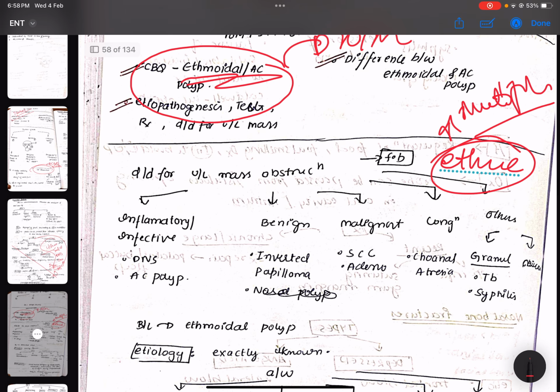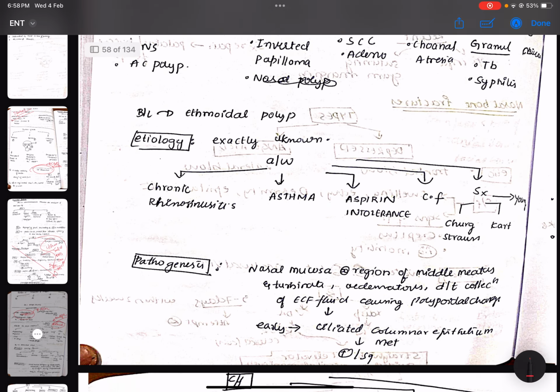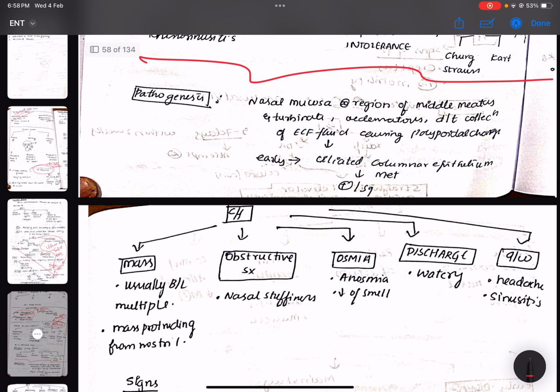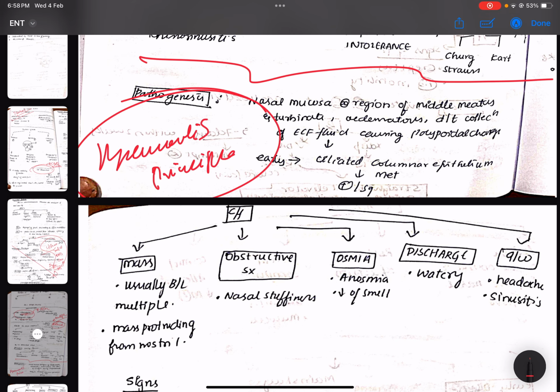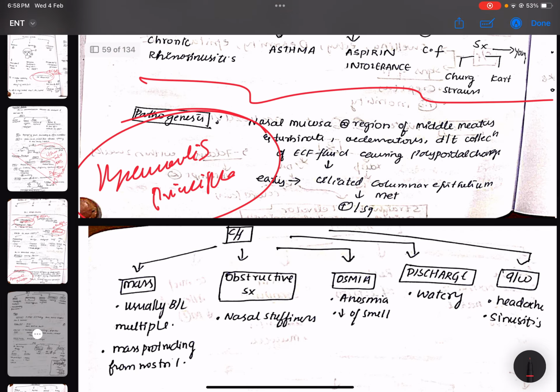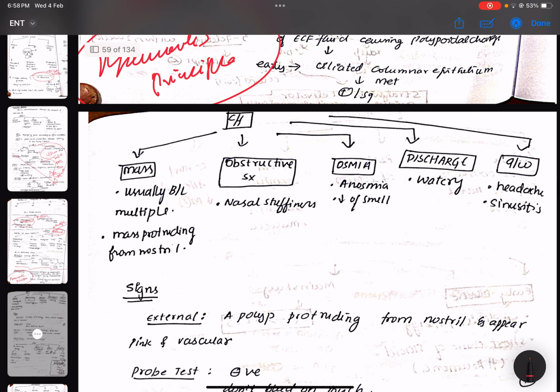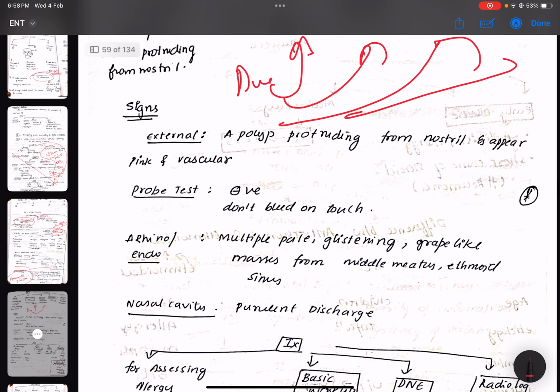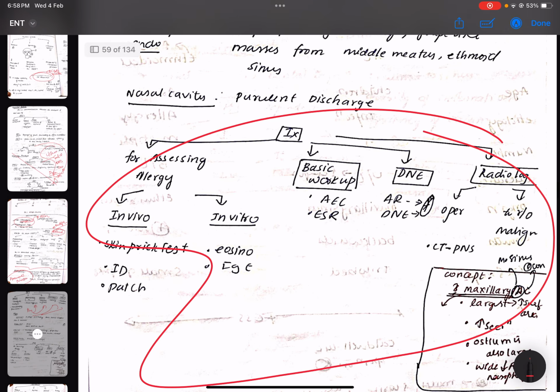Then it follows the same easy narration. Again, you should know about Bernoulli's principle. Based on that, you can definitely mention all the things. While writing clinical features, the first thing you have to think about, since it's a mass, is pressure symptoms or obstructive symptoms, which you need to mention. Okay, these are the investigations which you need to follow.